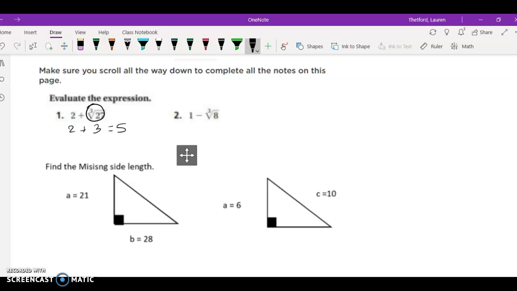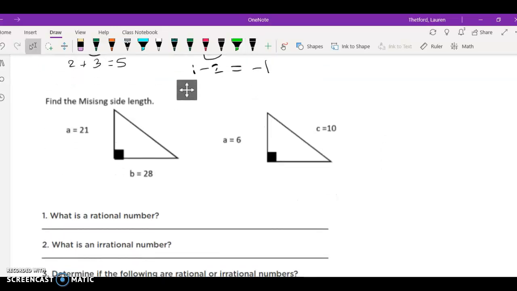So we're going to do the same thing over here. We're going to take the cubed root of 8, and that gives us 2. And so we have 1 minus 2, and so we get -1 for that answer.